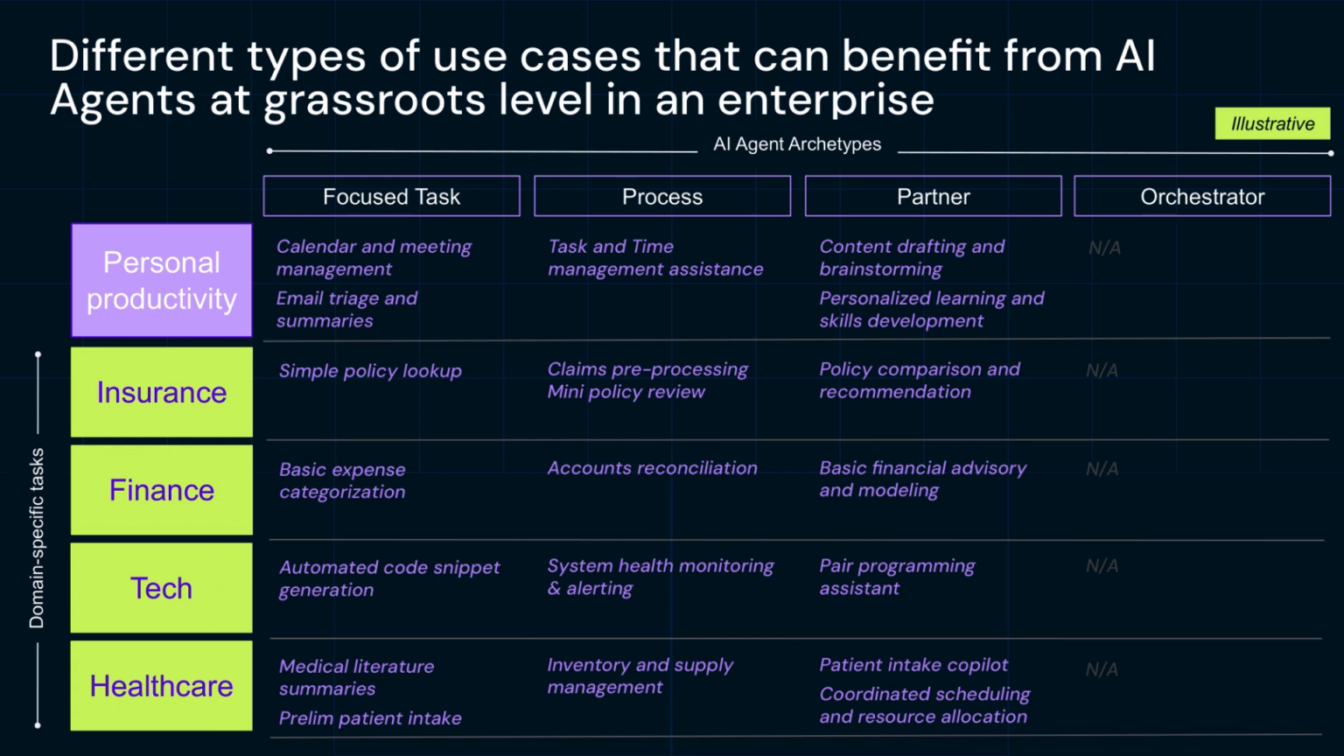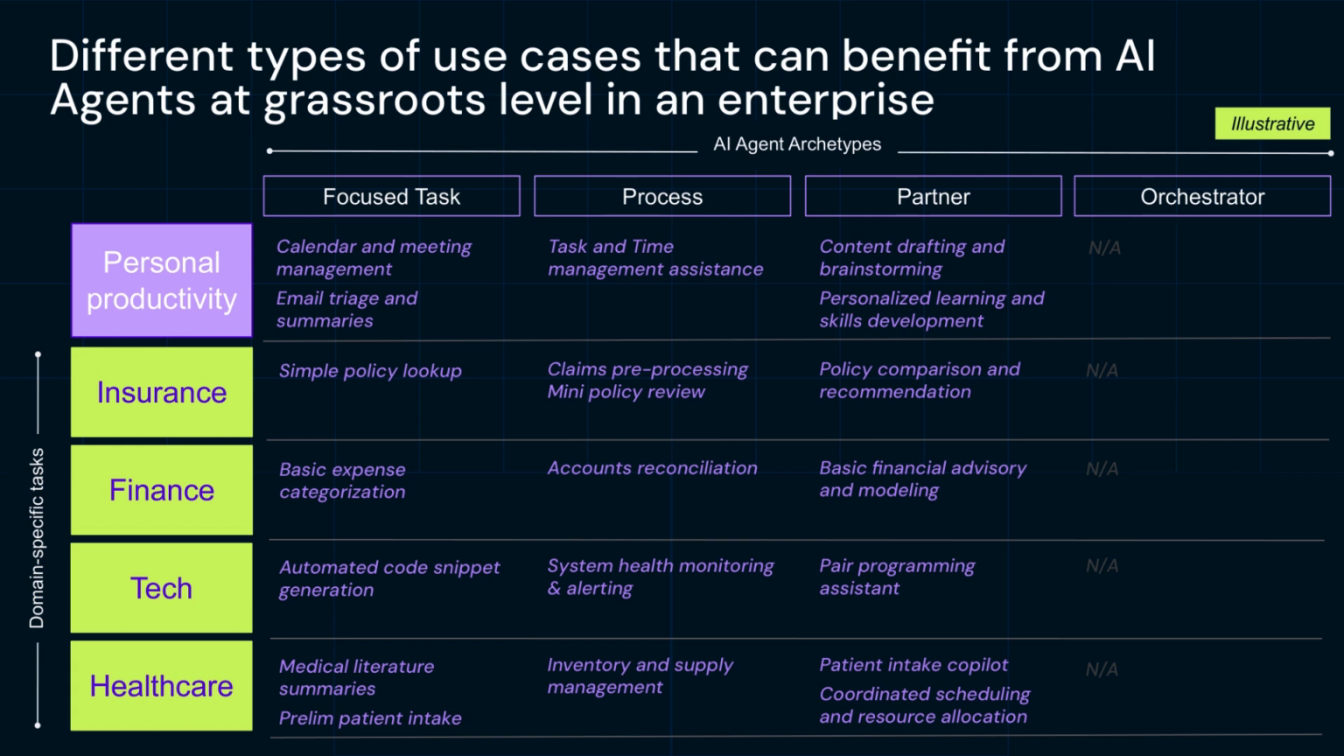Now, let's explore practical use cases that can thrive at the grassroots level. I'll break them down into two parts. The first is personal productivity related tasks, and second is domain specific tasks. And we will visualize how, at each level or each agent type, these particular types of tasks map into real use cases. First, let's think about personal productivity.